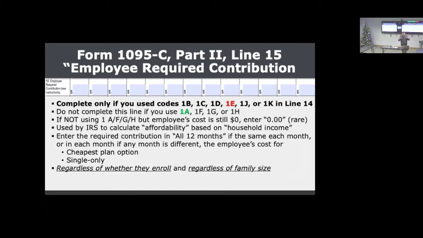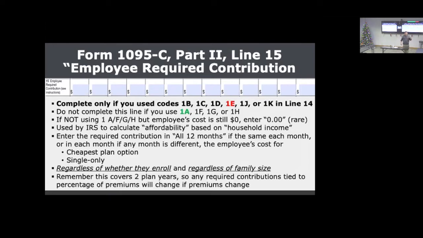Again, regardless of how many they have in their family, we need to offer to let them enroll their family. But regardless of how many they have and regardless of whether they actually enroll, that's what the government wants to know. Because, and it makes sense if you step back and think about it, you're only going to owe a penalty if they don't take your insurance, right? So that's why the government has to know what it would have cost them for purposes of figuring out the penalty stuff. And again, line 15 covers 2 plan years.